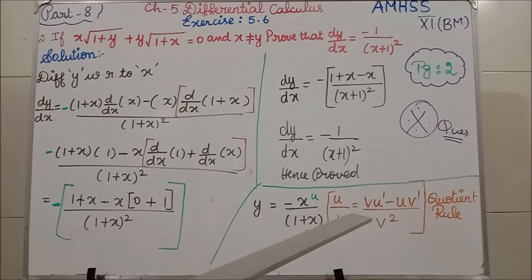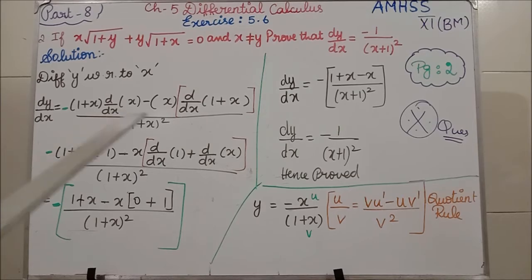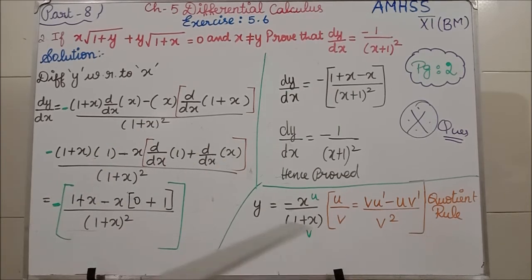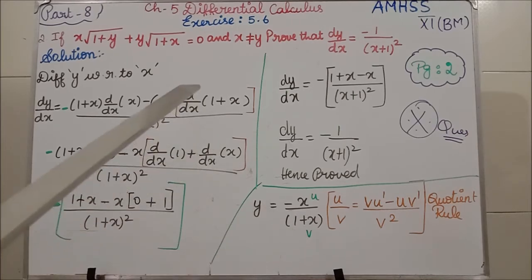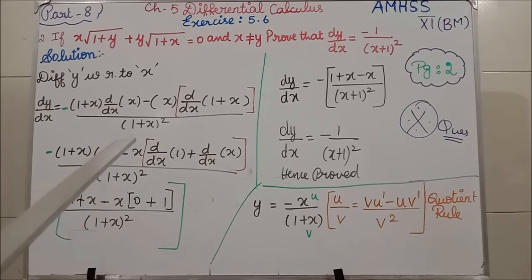Clear? According to the formula, we have to keep v as such first, then differentiate u. So v is 1 plus x, u is x. So I am differentiating u, u dash means we have to differentiate u. So d by dx of x. In the formula we are having minus, so that minus, then u is x, and v dash means v is 1 plus x, that 1 plus x we have to differentiate. So d by dx of 1 plus x, divided by v square, which is 1 plus x the whole square.